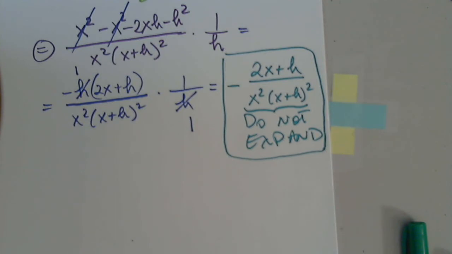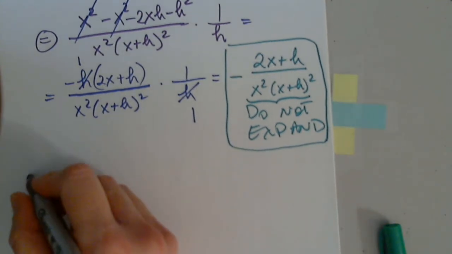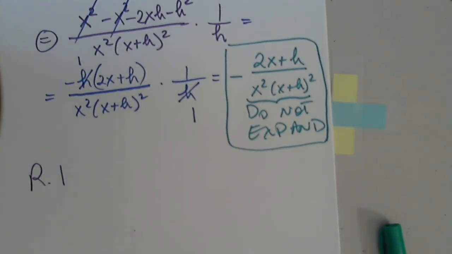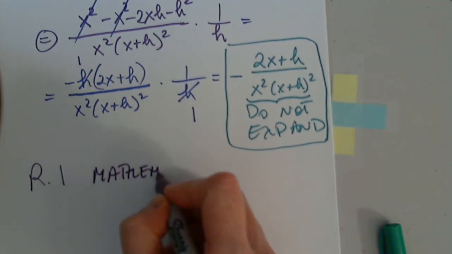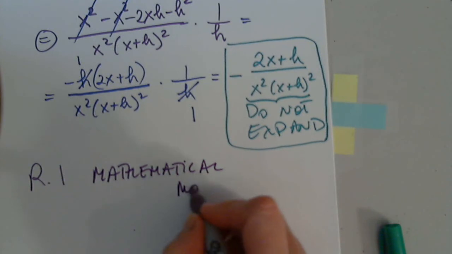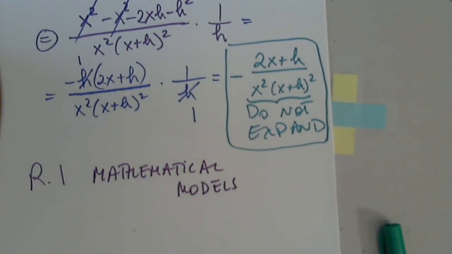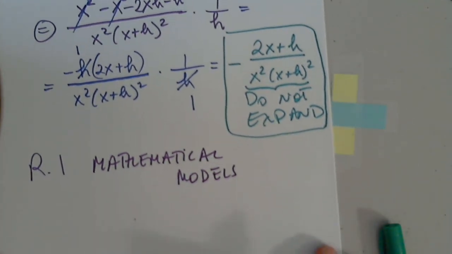I would like to finally start R.1. How many more minutes do I have? I have 6 minutes left. Okay. So in R.1, I would like to look at a few mathematical models, mainly at least just one, because we only have 6 minutes left. I don't want to hold you over.